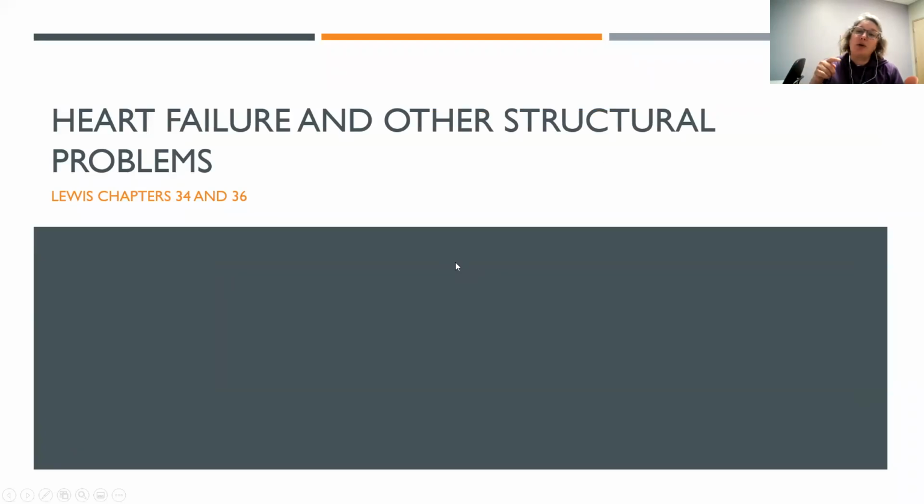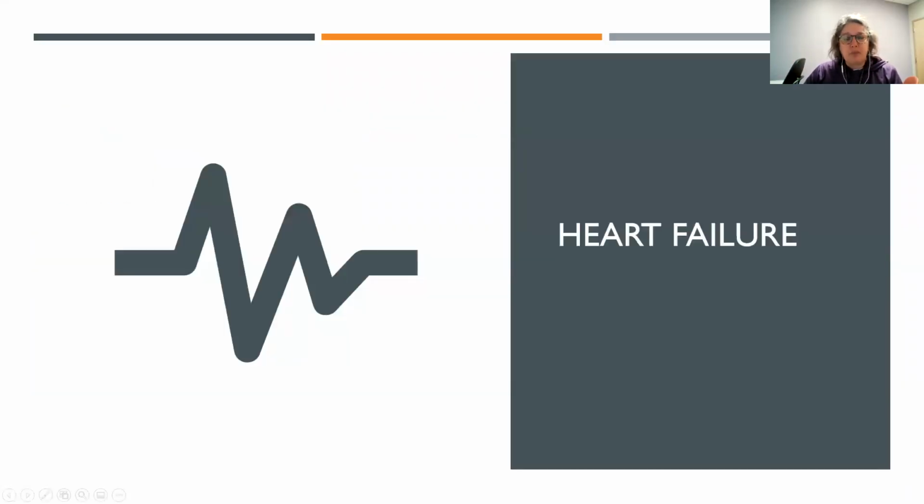So this particular recording and series of recordings is actually a combination of both chapters 34 and 36 in Lewis. Both chapters are about structural problems and problems with how the heart fails. So that's why they're combined, just so that you know. It'll be a series of different chapters. And so now I'm going to start the heart failure chapter.